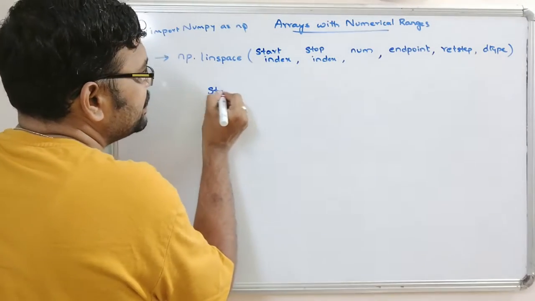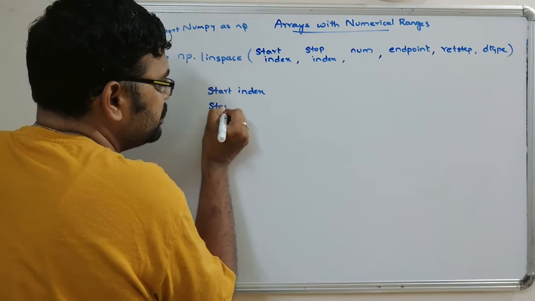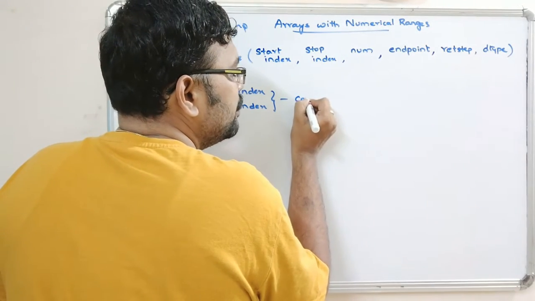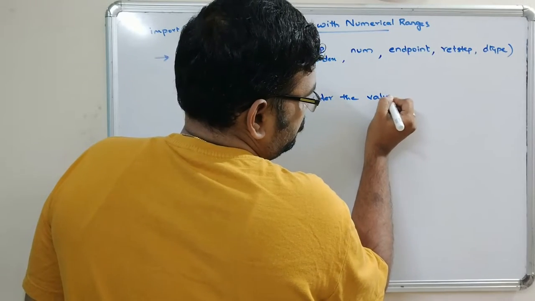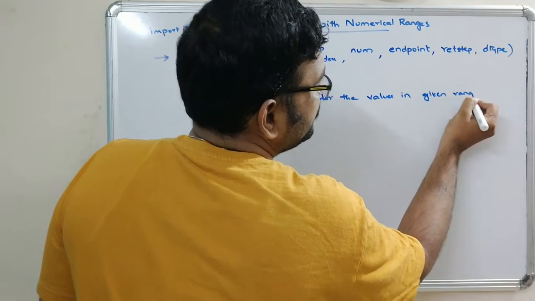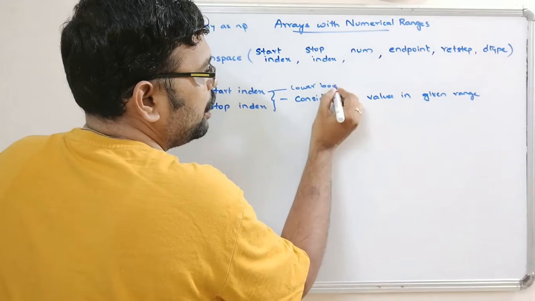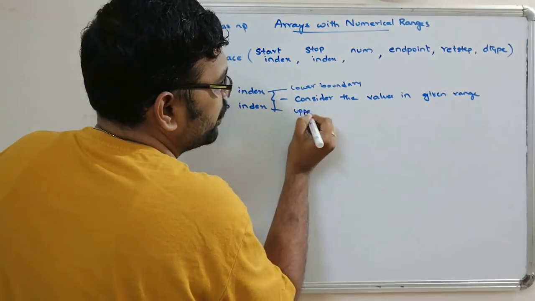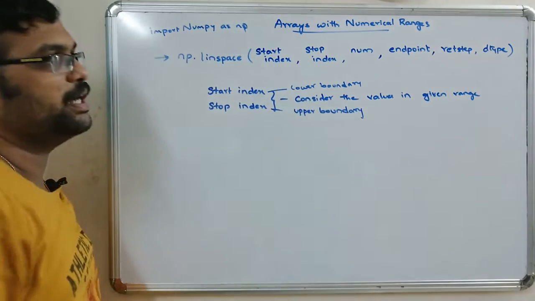Start index means, so we know that start index and stop index, we have to give the ranges. So it will consider the values in the given range. That means we can treat this as the lower boundary, and this will be treated as the upper boundary. So within the given range we have to get the values.